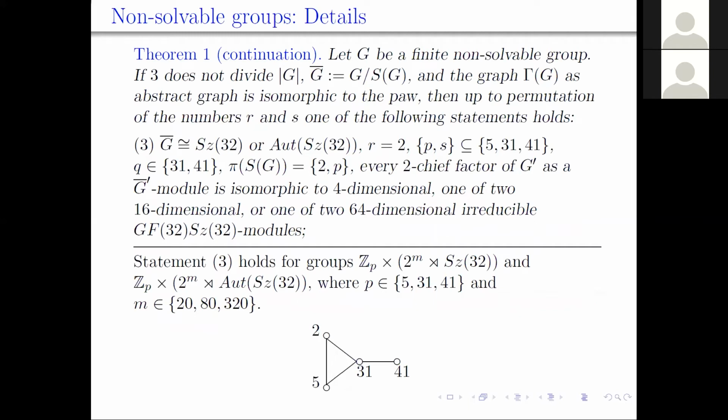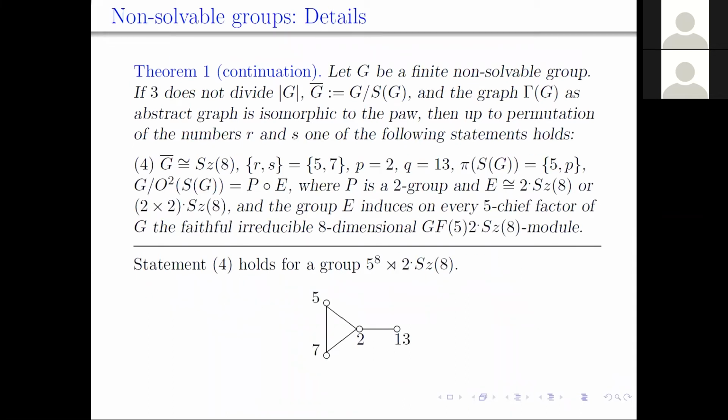The second possibility, G dash is equal to one of the following groups. The conditions on numbers R, P, S, Q, and the normal structure of G you can see on this slide, and this possibility is realized for groups of the following forms. And we can see Gruenberg-Kegel graphs of such groups for P equal to 31.